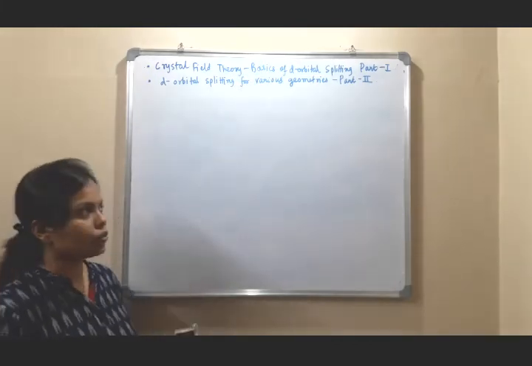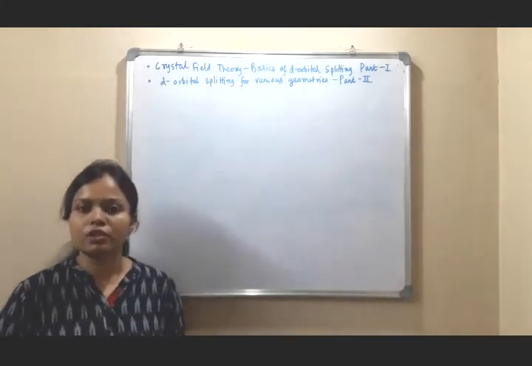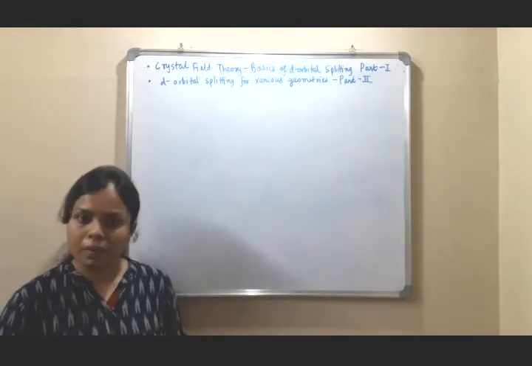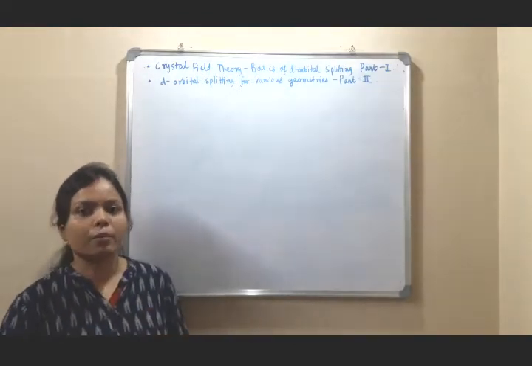In this part 3, I will discuss the splitting pattern of d-orbitals in the presence of the octahedral field, square planar field and square pyramidal field.